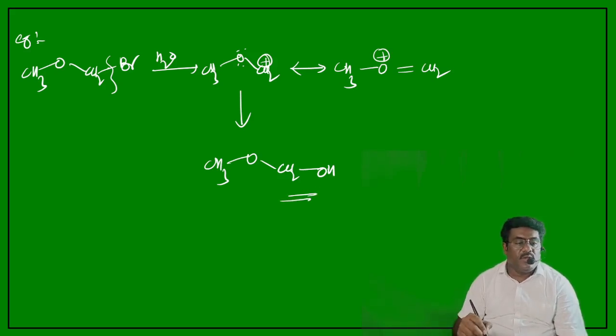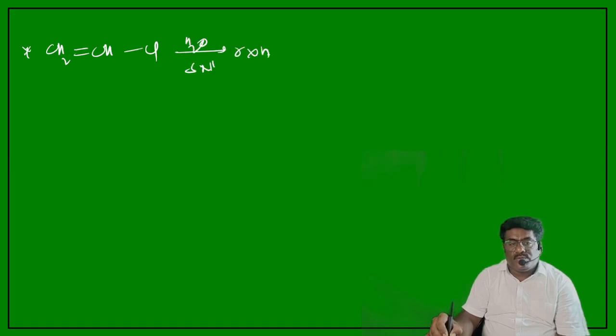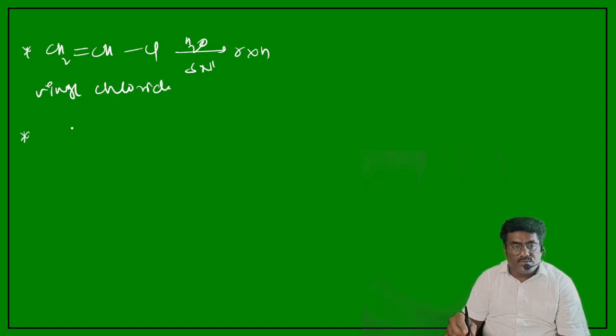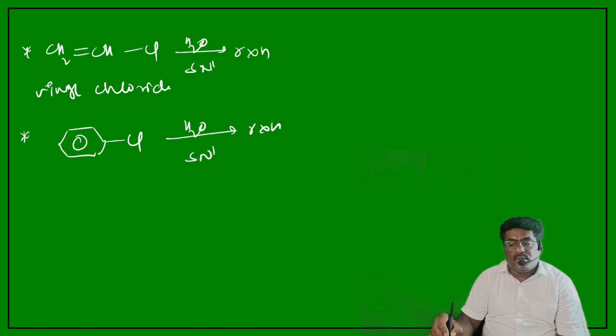Have a look at another example. Generally, vinyl and aryl halides, for example vinyl chloride, CH2=CHCl, in the presence of SN1 conditions: there is no SN1 reaction. They are unreactive. Aryl chloride also: aryl chloride in the presence of SN1 conditions has no reaction, it is unreactive.